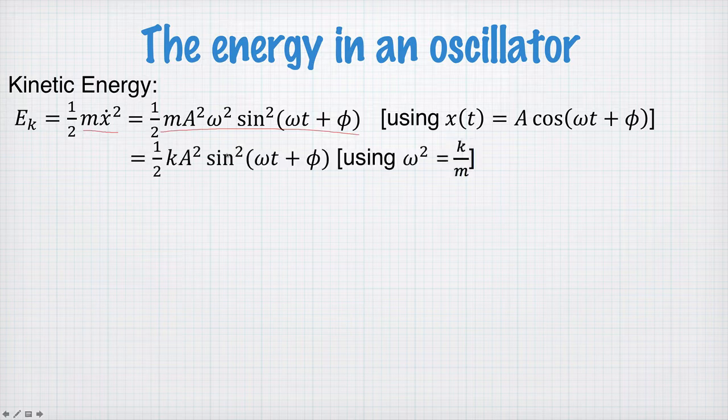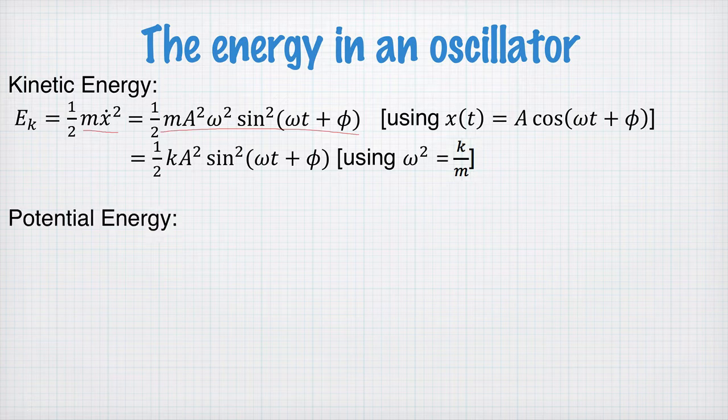We can also write this as half k a squared sine squared (omega t plus phi), taking the omega squared and replacing it by k divided by m. And so you have some cancellation that goes on here, and we can eliminate the omega and the mass and replace it with the spring constant if we wish.